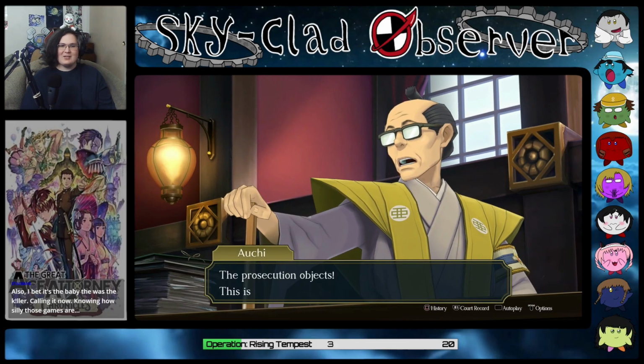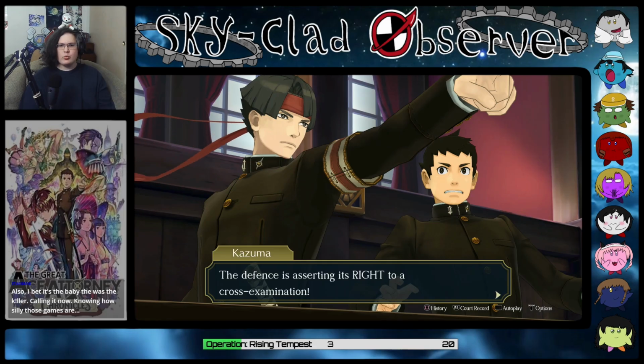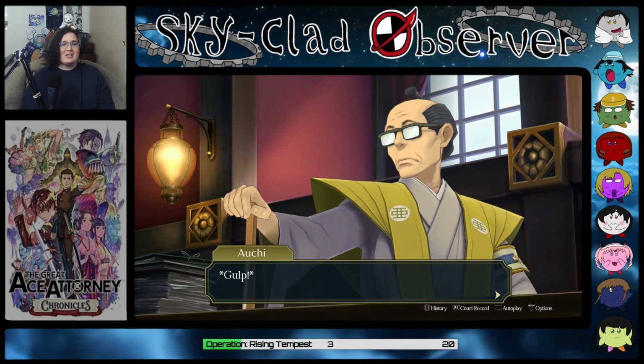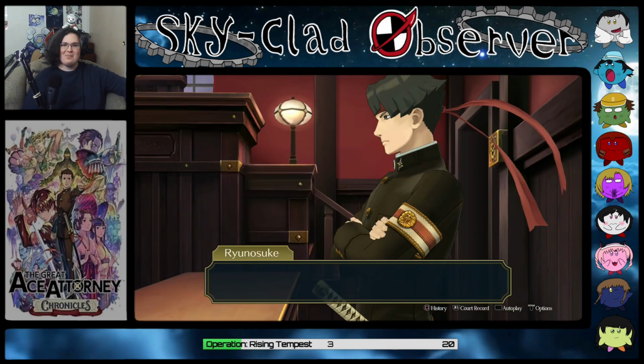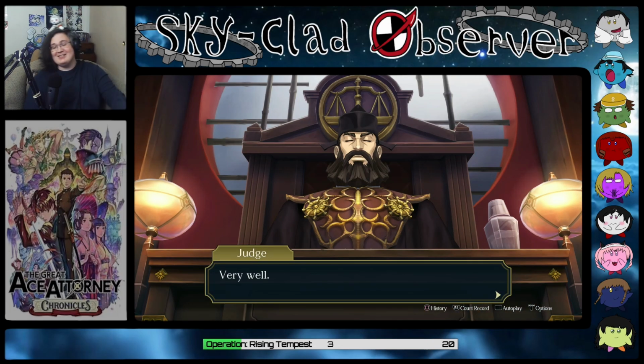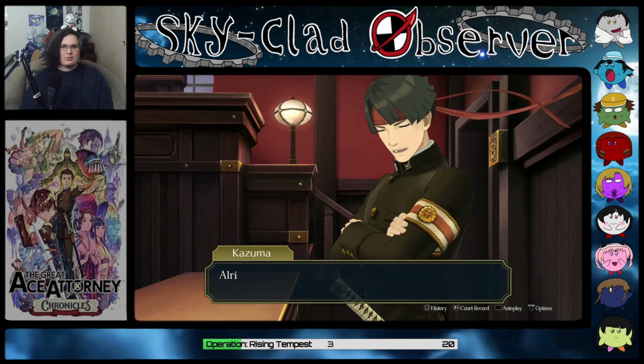The prosecution objects. This is a clear waste of time. The defendant obviously has no experience. How can he possibly carry out a cross-examination? Objection! The defense is asserting its right to a cross-examination. Whether or not you think he's capable of it is irrelevant. Kazuma is so commanding. Oh, my heart. It flutters. Very well. Let the defense conduct a cross-examination of the witness.